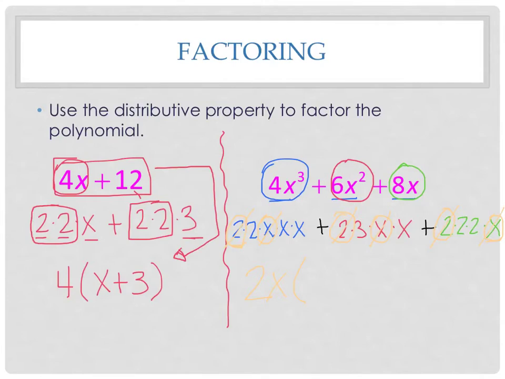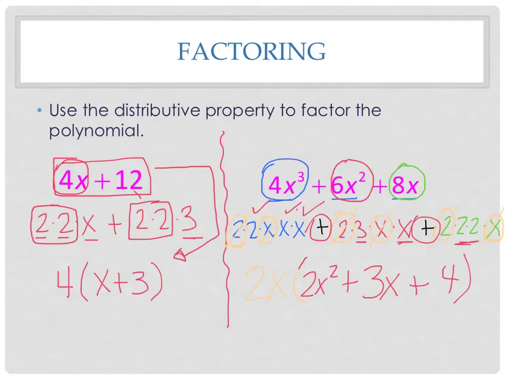So looking at what's left over, I see that we have a 2 and two x's. So that's going to be 2x squared plus, over here I got a 3 and an x that's left over. So that's going to be 3x plus, and then what's left over here is a 4. So if you take a look at my finalized answer, I have 2x is what I factored out of the equation, and then we have 2x squared plus 3x plus 4.